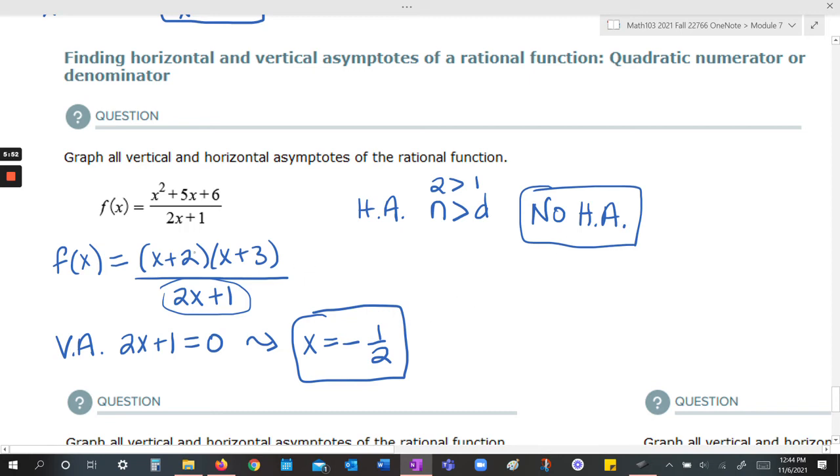Just by the way, it's easy to see the x-intercepts for this one. They would be negative 2 and negative 3 coming from the numerator. So you just set the numerator equal to 0 for your x-intercepts.